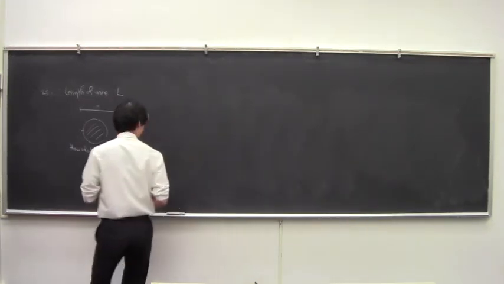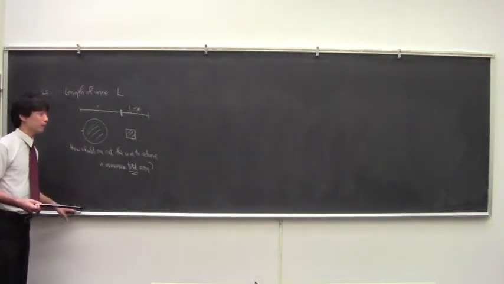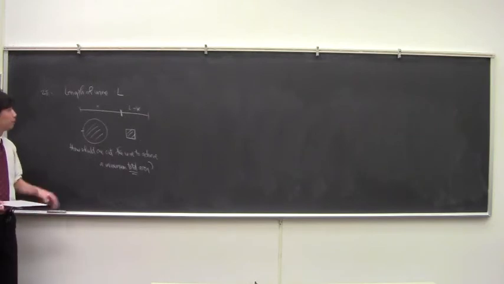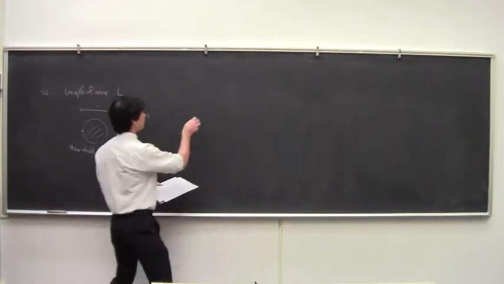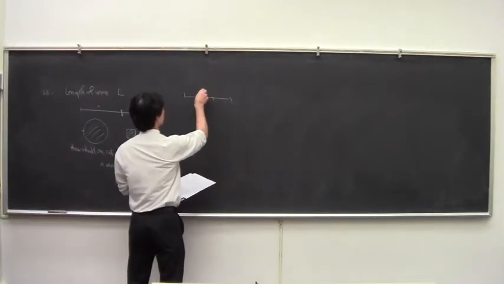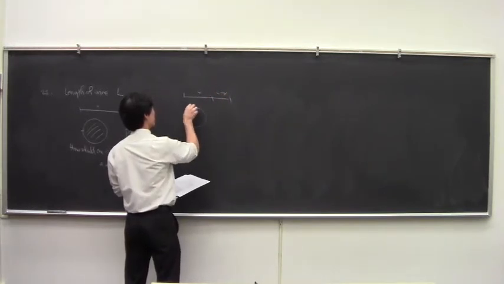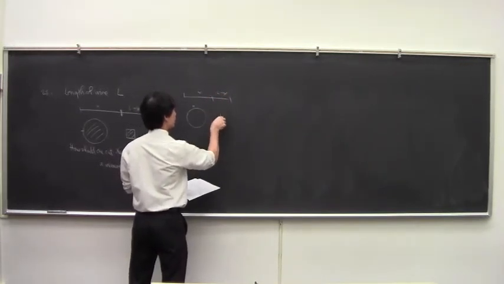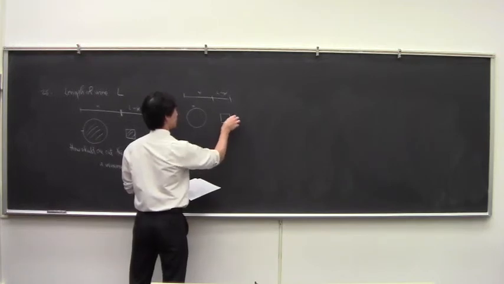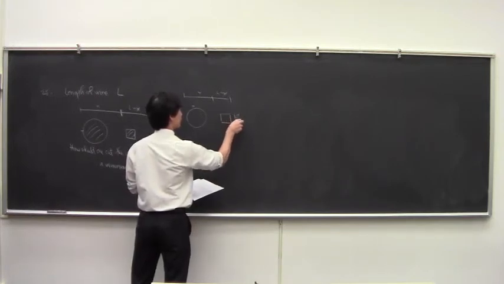Okay. Let's try it. So you've broken your wire into two pieces, x and L minus x. You've taken the first one, and you made a circle out of it. You've taken the second one, and you made a square out of it. So this side is L minus x over 4.